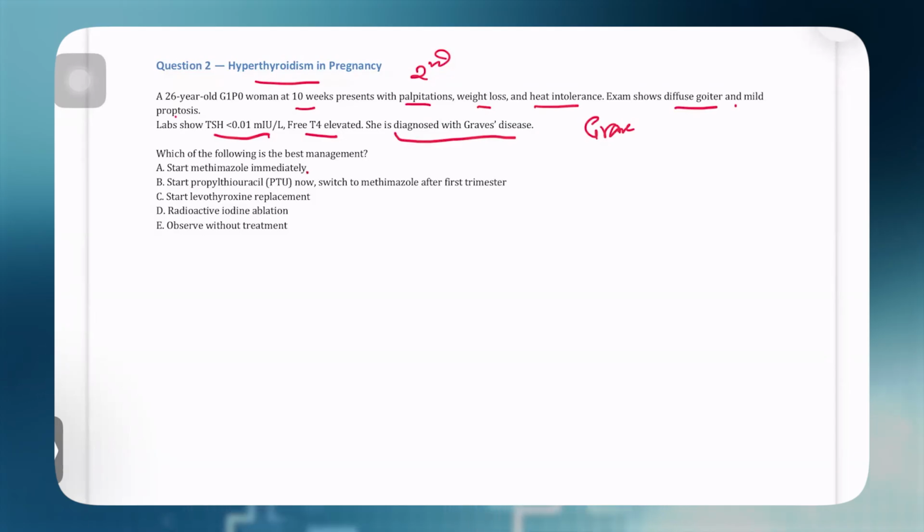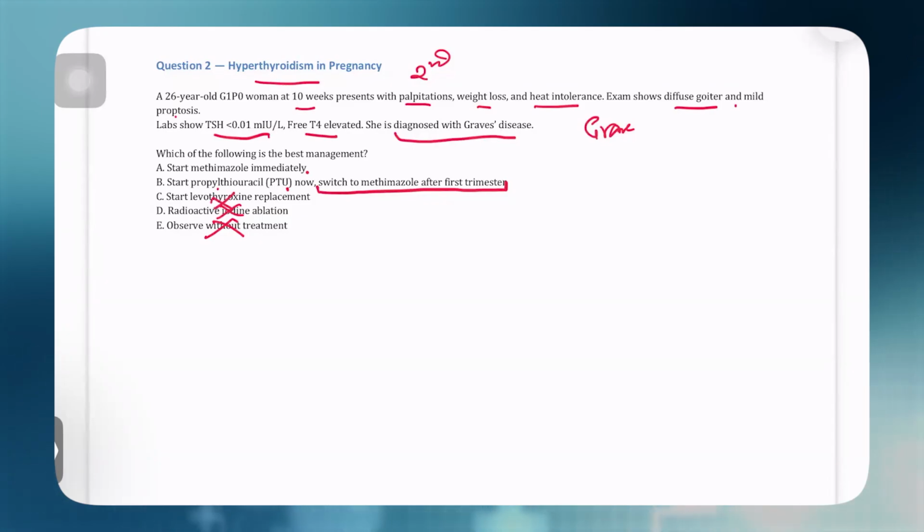Start methimazole immediately. Start propylthiouracil now. Switch to methimazole after first trimester. Start levothyroxine replacement. Radioactive ablation. Observe without treatment. So observing without treatment is not the answer. Radioactive iodine ablation is contraindicated. Starting levothyroxine replacement, the patient is already high on thyroid hormone, so we will not give it.